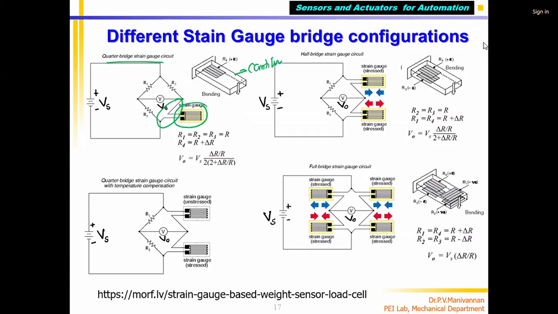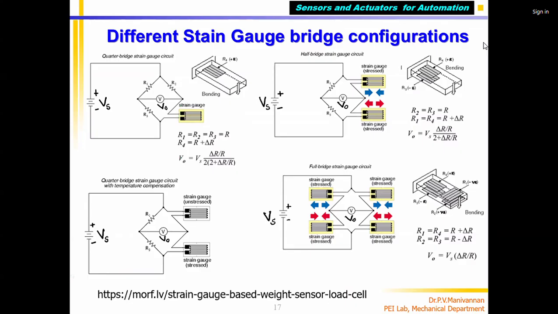And I am applying a force F. I wanted to find what is the force. So what I did, I bonded my strain gauges on the top side, and the R4 resistor is nothing but my strain gauge, which is undergoing strain. Correct? When I apply a force, there is a change in resistance. So now you can find out the output voltage.